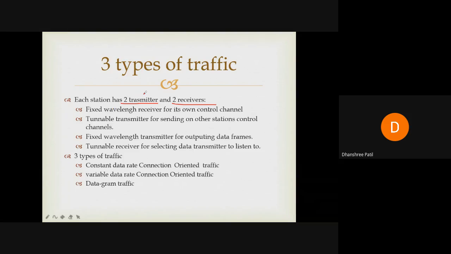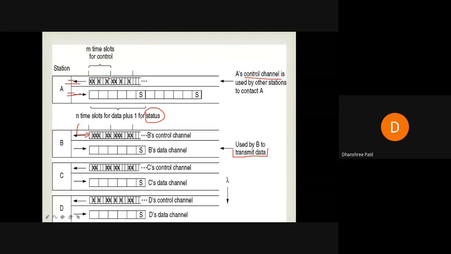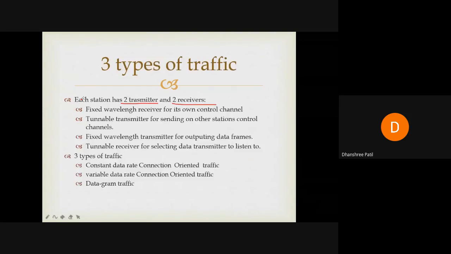ओके, प्रत्येक स्टेशनला काय असतात, दोन ट्रान्समीटर अँड दोन रिसिव्हर्स असतात. सो आउट ऑफ दिस फर्स्ट इज व्हॉट, अ फिक्स्ड वेवलेंथ रिसिव्हर फॉर each station for its own control channel. This one control channel, याच्यासाठी एक fixed wavelength receiver is there. Then next, a tunable transmitter for sending on other stations' control channel. सेकंड काय असतो, ट्रान्समीटर असतो फॉर सेंडिंग अदर स्टेशन्स कंट्रोल चॅनेल.